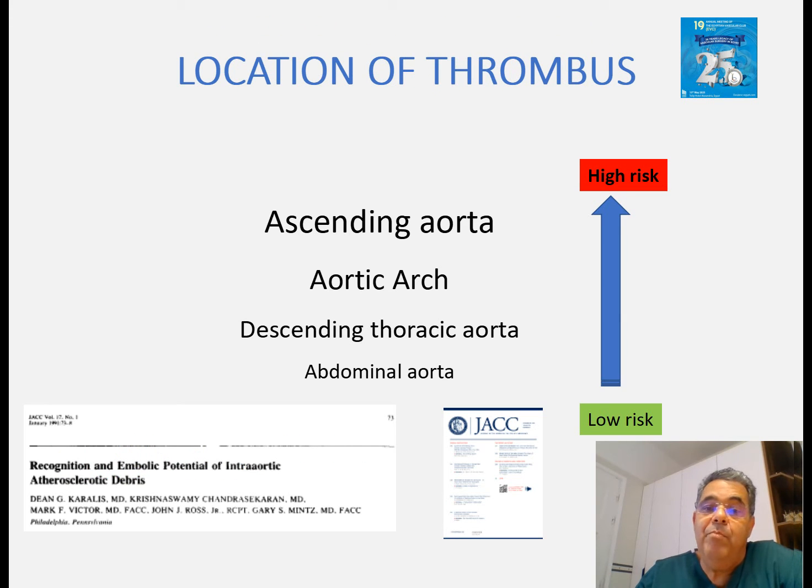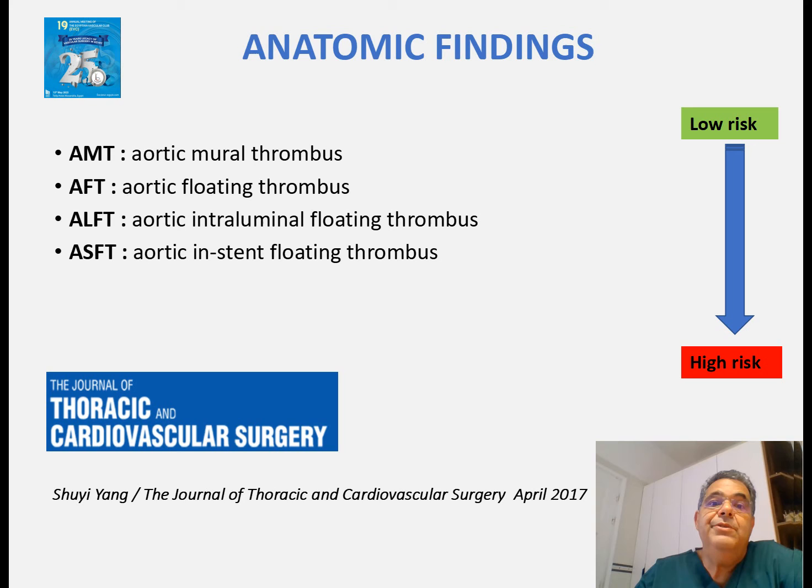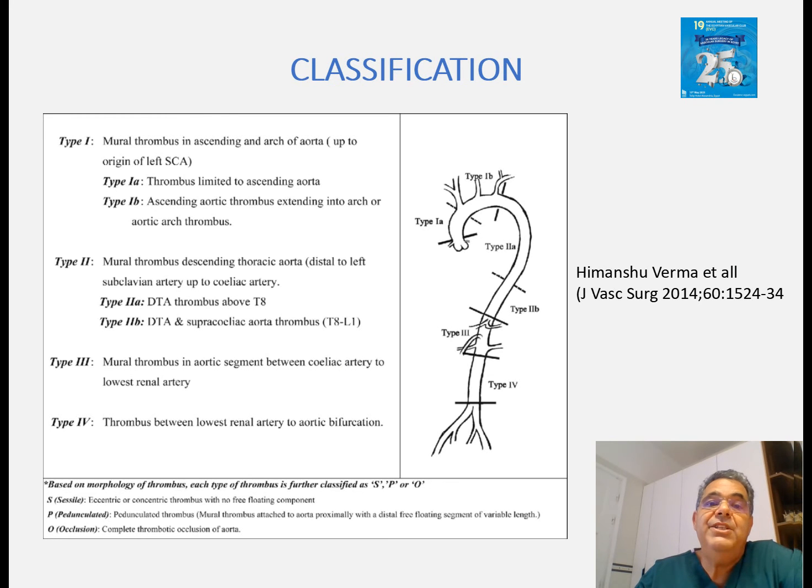The location is another important point, and the more proximal the lesion, the higher the risk. Intraluminal floating thrombus or aortic in-stent thrombus are the most dangerous. And Himanshu worked on an interesting topographic and morphological classification published in 2014 in JVS, and I invite you to read it with more precise interest.